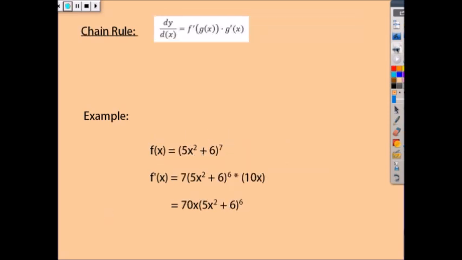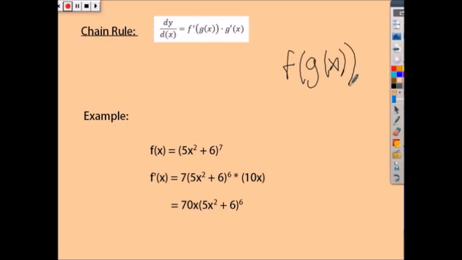Next is the chain rule. First of all, don't mix up the chain rule with the product rule. The chain rule is applied when you have a function inside of a function, like f of g of x. The chain rule is: the derivative of f of g of x is f prime of g of x times g prime of x.